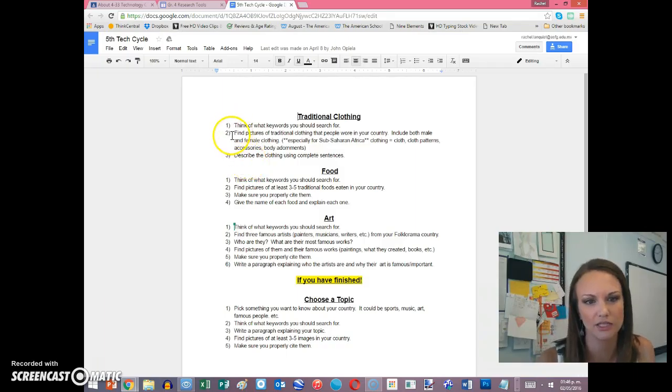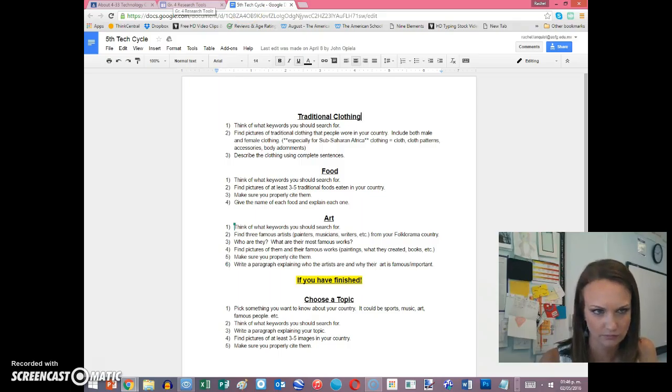Something that your teachers have outlined for you is that you really need to think about what keywords you're going to search for. Notice here how we don't just have clothing, we want traditional clothing. Most people around the world do wear some sort of form of westernized clothing. We don't want to know that. We want to know what is traditional for that country or for different regions.